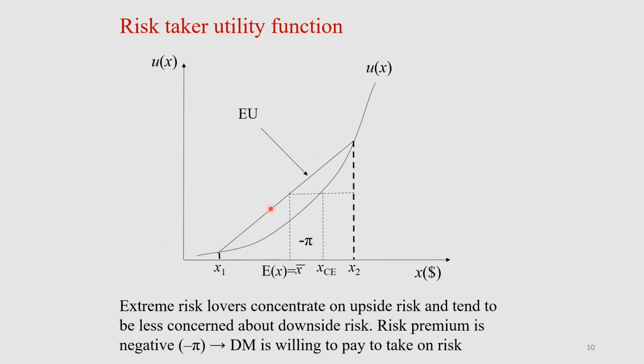The expected utility is now given by this, and we notice here that the certainty equivalent dollar amount is greater than, as opposed to less than, the expected value x bar. So extreme risk lovers concentrate on upside risk and tend to be less concerned about downside risk. Risk premium is now negative because, remember, it's x bar minus x certainty equivalent, and the decision maker is willing to pay to take on risk.